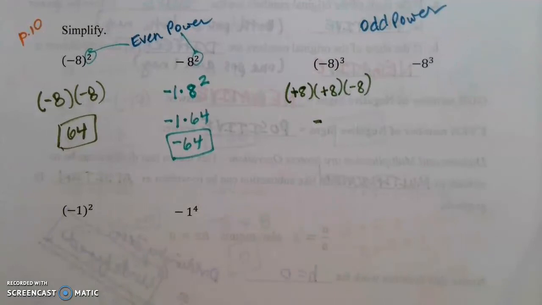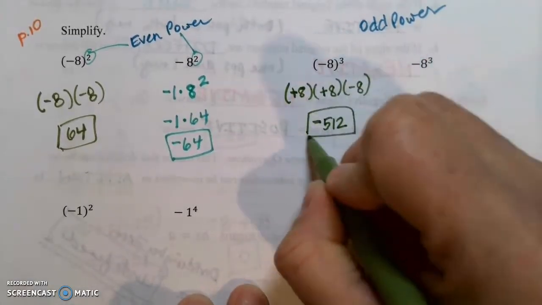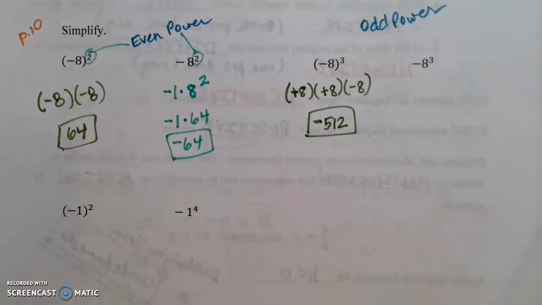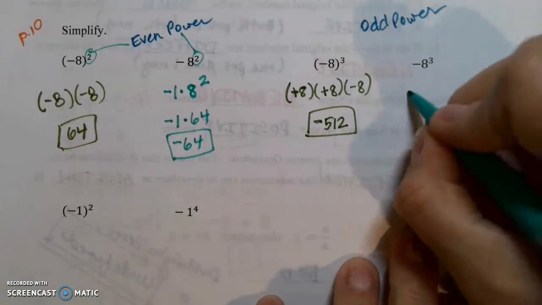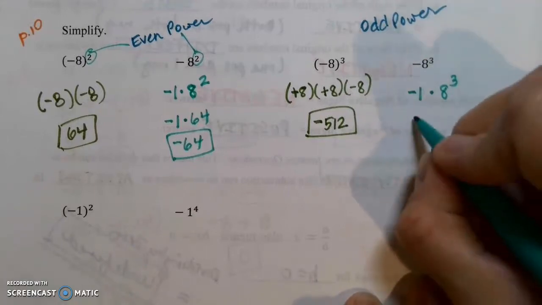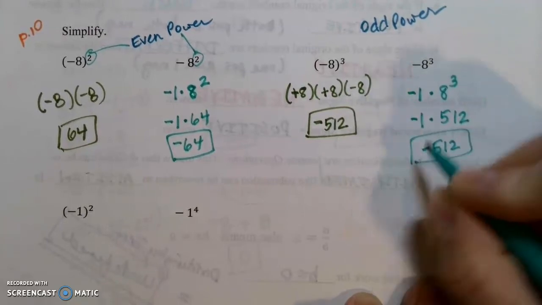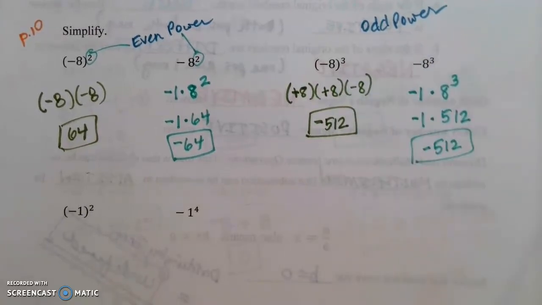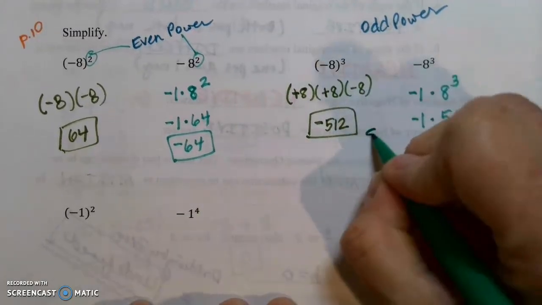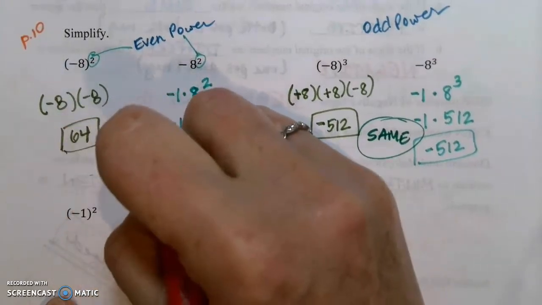Let's see here. Yeah, 512. Negative 512 for this one. For the other one, thinking about that in terms of a -1 times 8 cubed, so we think about our order of operations properly, then we'd have -1 times 512, which would be -512. So you'll see here that these are the same. For the odd power, they are the same, but for the even power, they are different.